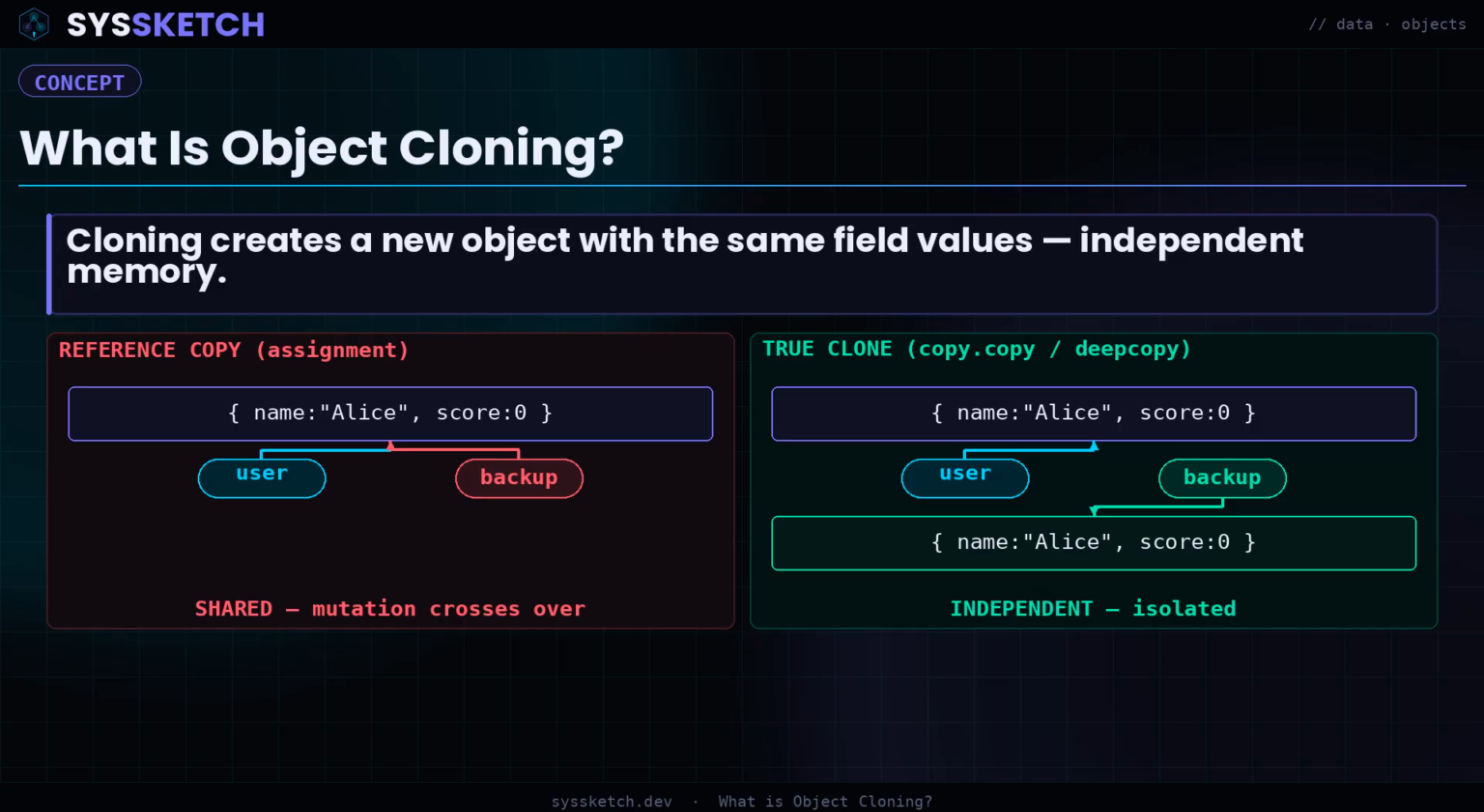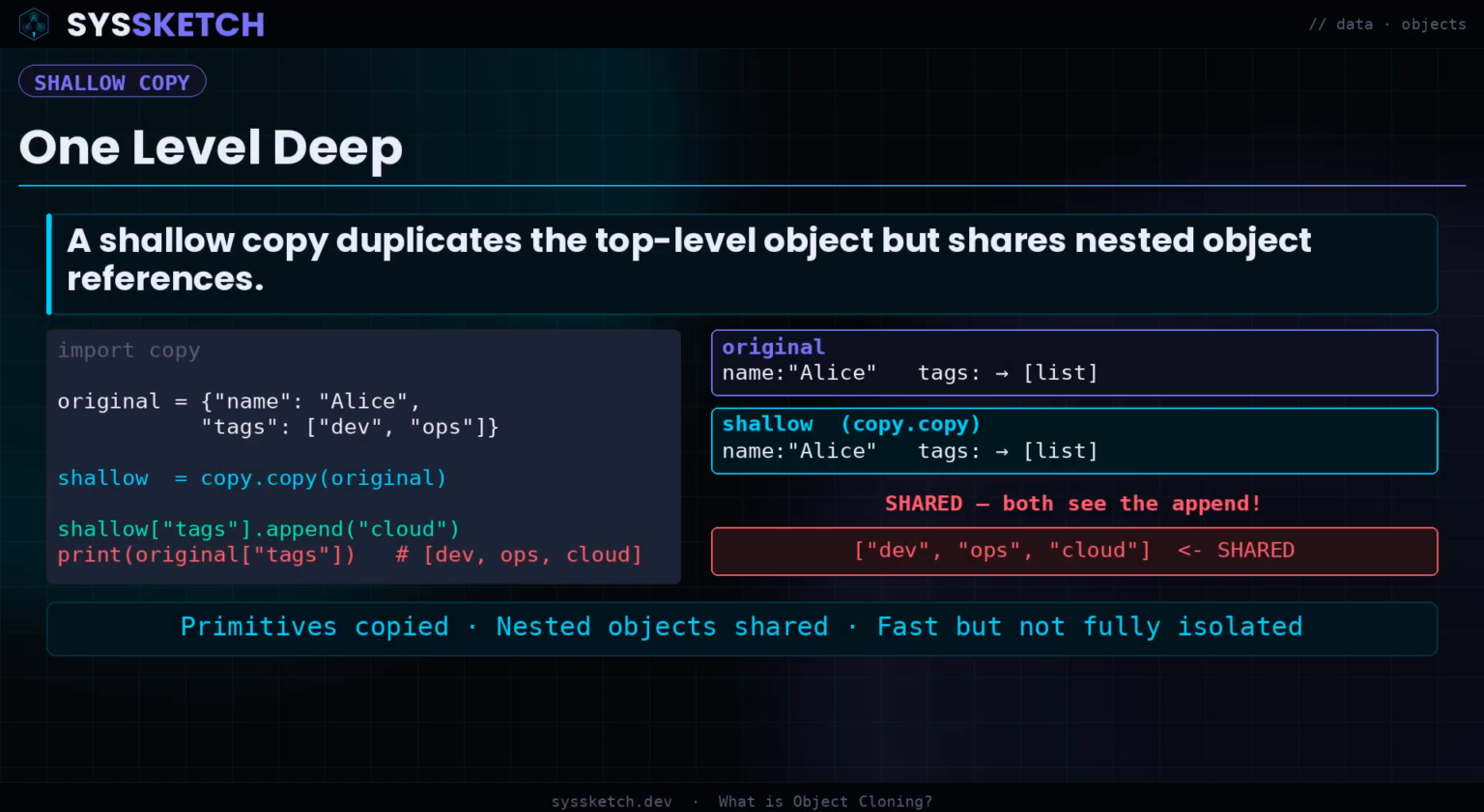A clone does not. Python gives you two built-in tools for cloning: copy.copy for a shallow clone and copy.deepcopy for a deep one. The difference between them is not in the top-level object, both create a new one, but in what happens to the objects nested inside. A shallow copy creates a new top-level object but does not recurse into nested structures. So if your object contains a list or another dictionary, those inner objects are still shared.